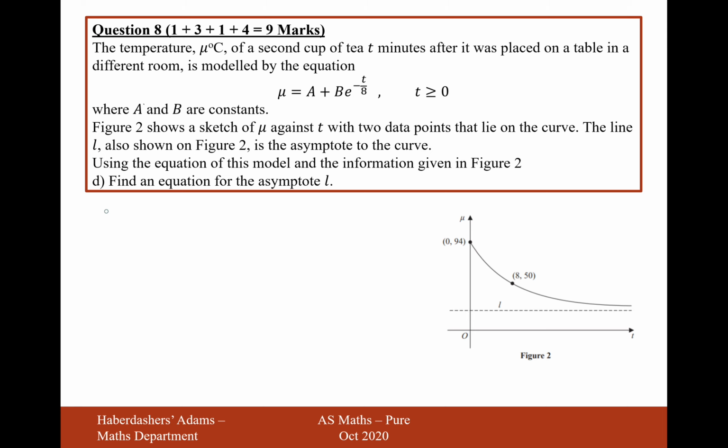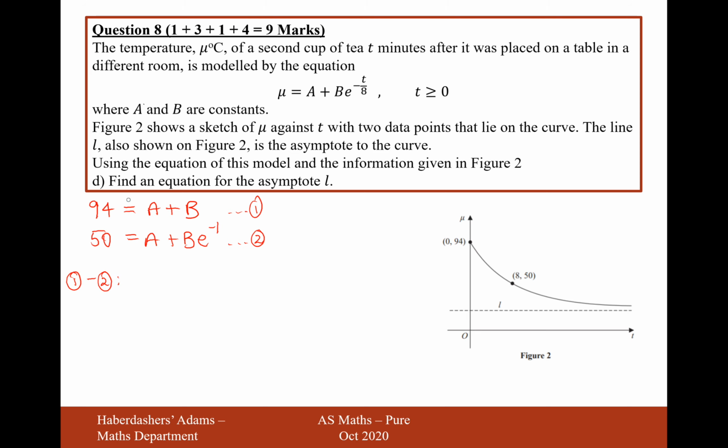So we know that when t equals 0, we have 94. So 94 = a + b. And we know also that when t equals 8, we get 50. So the second equation is 50 = a + b e^(-1), because when t is 8, it's going to be 8 over 8, and then minus the 8 over 8, which is minus 1. So what we'll now do with these equations, I think if we label this one as equation number 2, this one as equation number 1, we'll do 1 take away 2. Solve these as simultaneous equations.